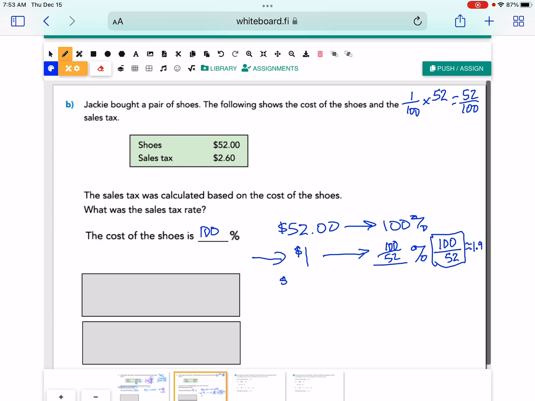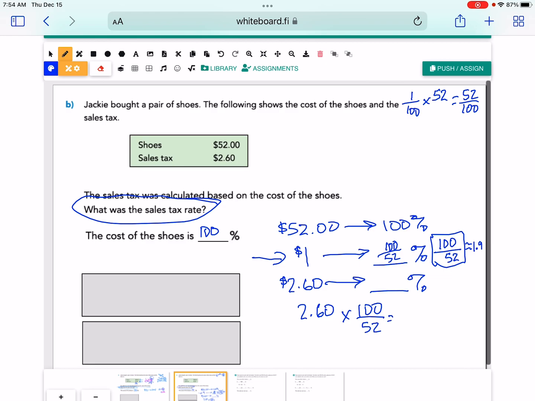So 260 then becomes, well, what percent is that? That's what we're trying to figure out. That's this question right here. It becomes $2.60 times 100 over 52, right? And at this point, you could either get out your calculator or you could think to yourself, well, is there a relationship here with the numbers that I can kind of simplify beforehand? Let's go ahead and multiply across and see what happens.